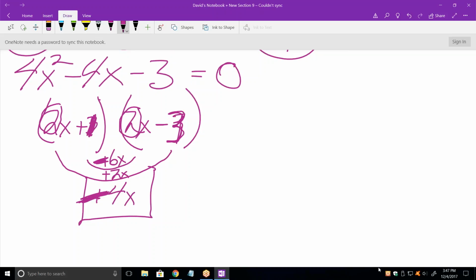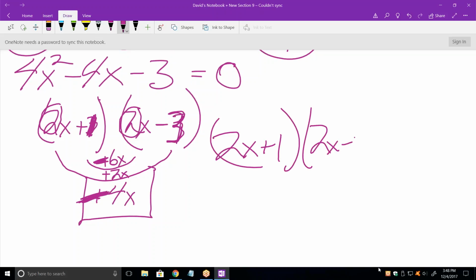Now, fully solve this. The goal is to solve this equation for x, correct? Yeah. What's the next step? I got my two factors. Here's what I got: 2x plus 1 times 2x minus 3 is all equal to 0. How do you solve that?